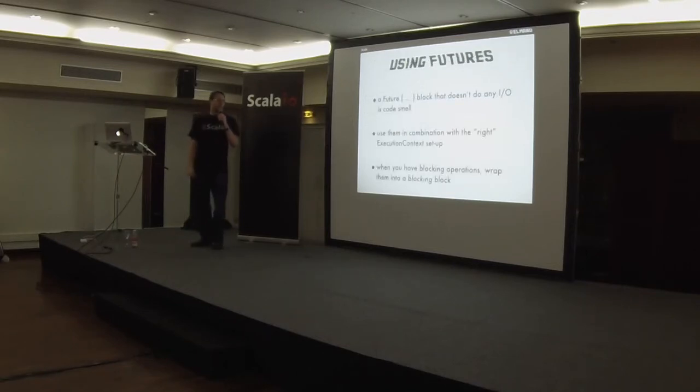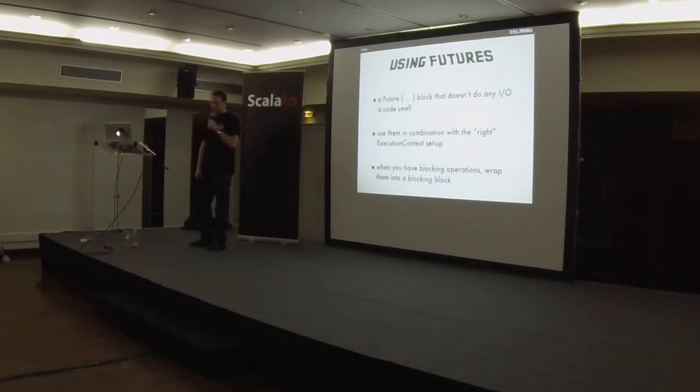About using futures, if you have a future block and you only do CPU-bound computation, that's not a very useful thing to do. Because if you only do non-blocking code, then why would you need to use a future? So another thing you might want to do is to use the right execution context. So if you, for example, have an application that does a lot of blocking database calls, you may want to use a separate execution context with a separate thread pool in there for this purpose.